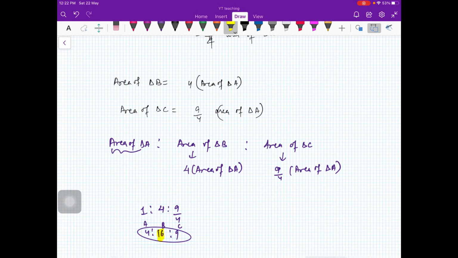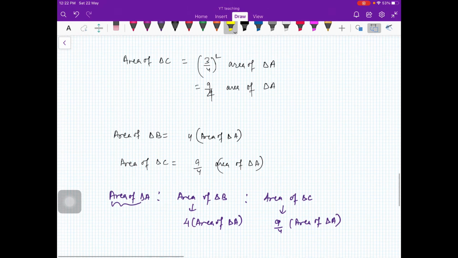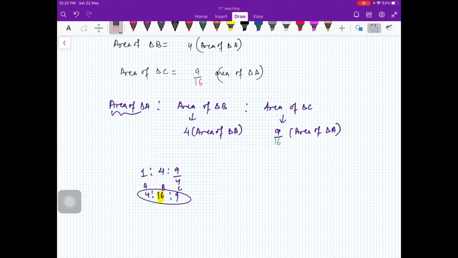Did I do something wrong? Okay, I'm sorry. This is 9 by 4 square. This is 16. Okay, student? So I am wrong here. So you should understand, doing mistakes is also important sometimes. You learn from them, right? Then you don't make these mistakes in the exam, right? So I'm sorry for this mistake. So this is 16 here, right? So you have 16 here.